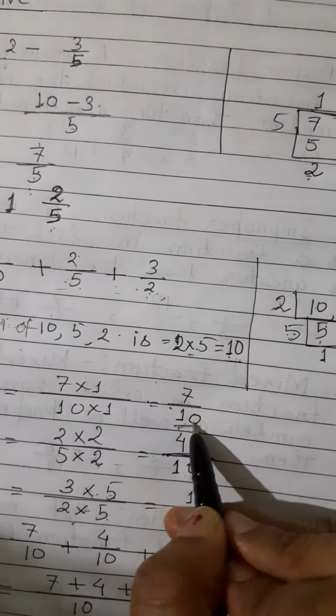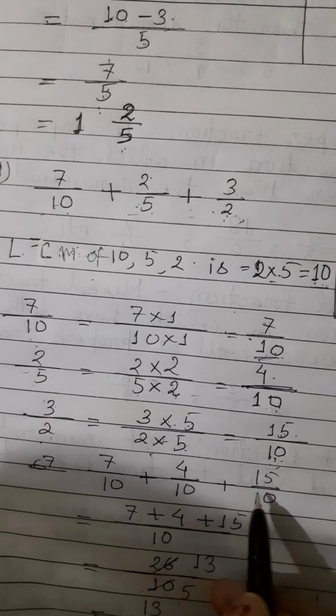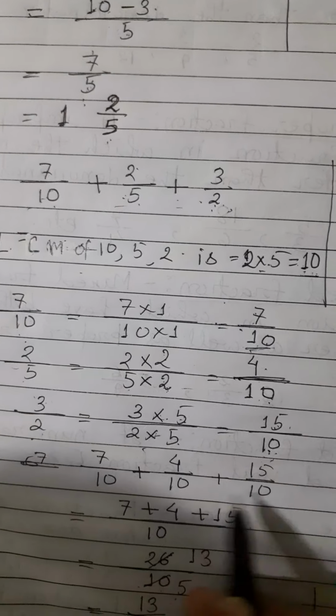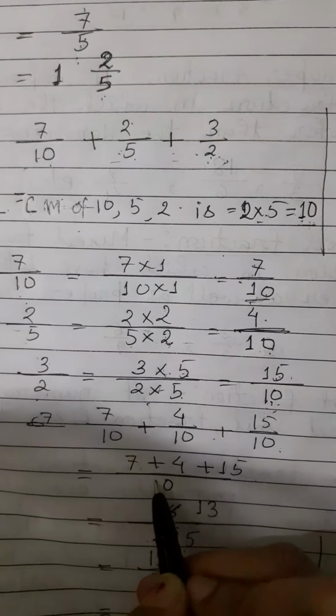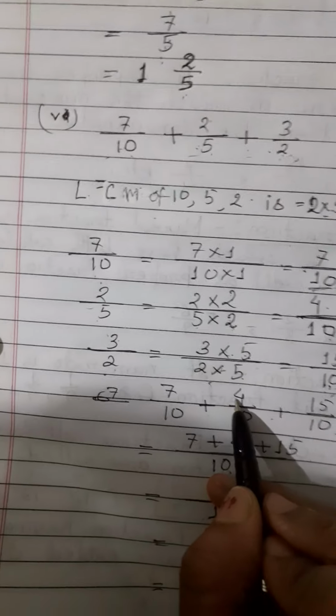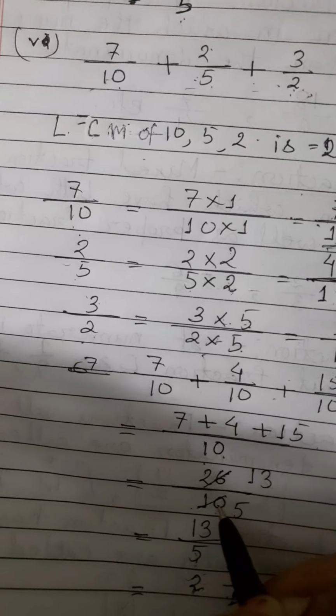Now we add 7 by 10, 4 by 10, 15 by 10. All can be added because all are like fractions with the same denominator. Therefore the denominator is 10, and 7 plus 4 plus 15. We get 26 by 10.